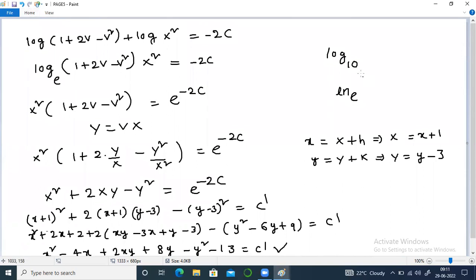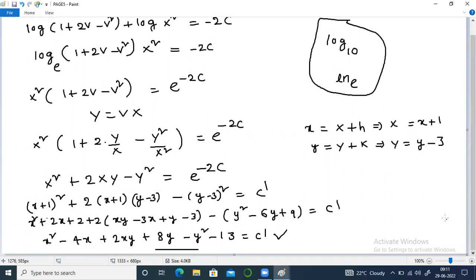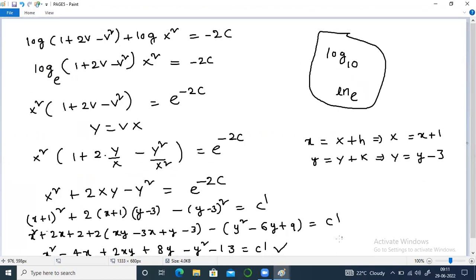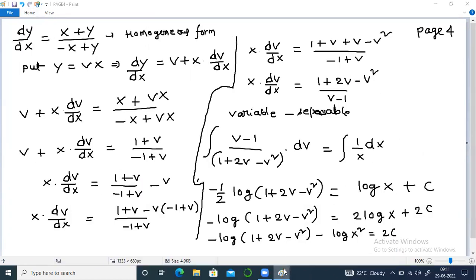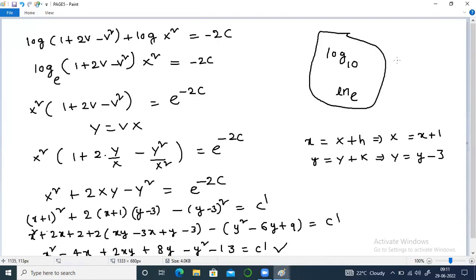So this is rough, you need not consider this part. This is page 4. This is called page 5. Okay, this is page 5.